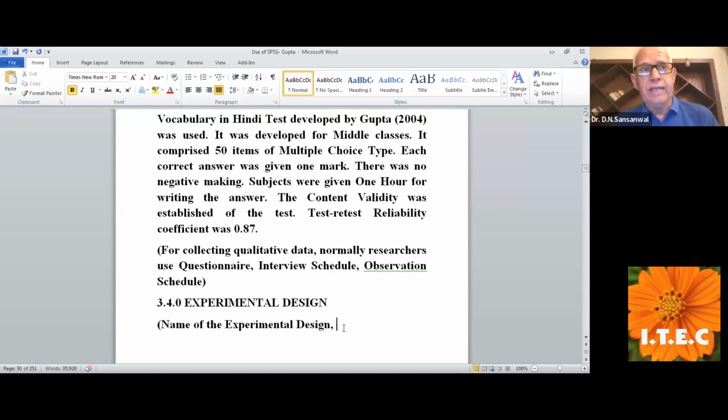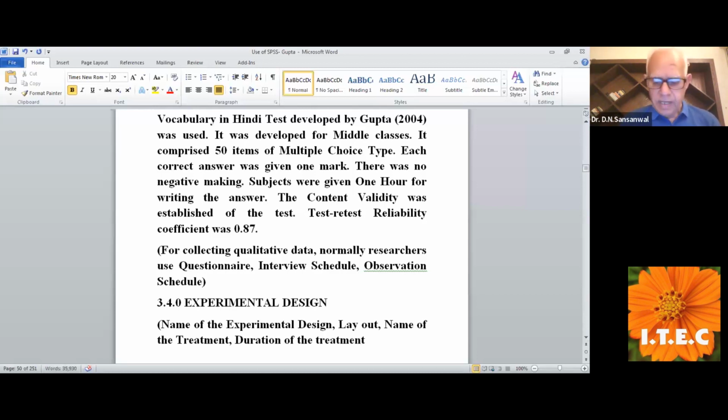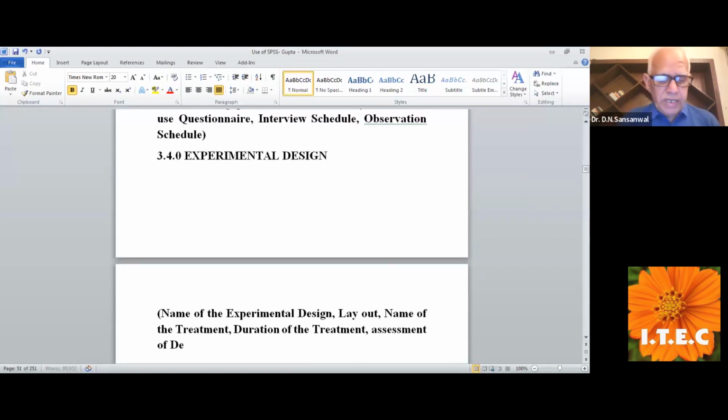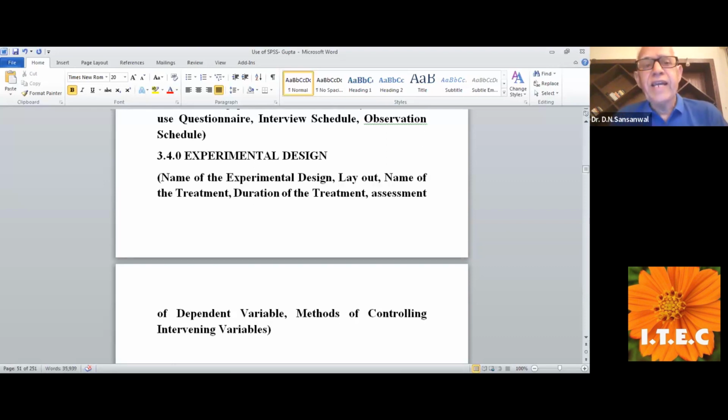So you have to write the name of the design, then you have to write the layout. Then you have to write the name of the treatment. And you have to write the duration of the treatment. Then you have to write the assessment of dependent variable. And then you have to write the methods of controlling intervening variables. So these are the information which you have to give under experimental design.